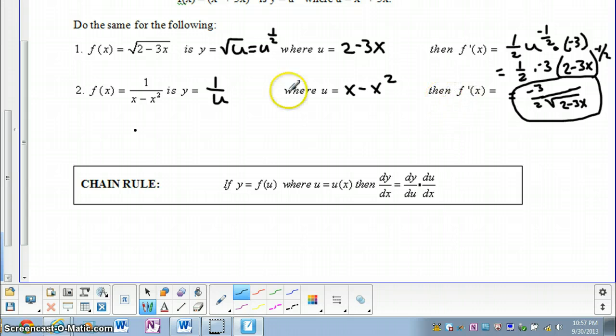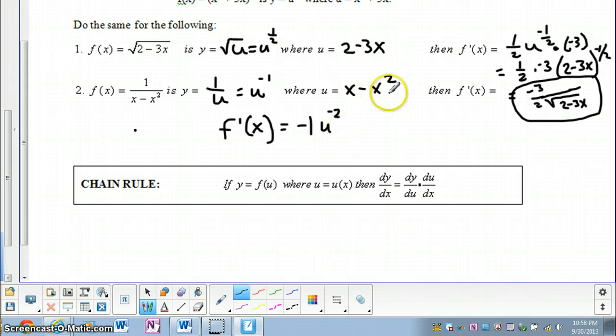So if I'm going to find the derivative of our number 2 function, 1 over x minus x squared, then again I'm going to take the derivative of y with respect to u. So first I take the derivative, and how would I rewrite that? So that would be rewritten as u to the, that's right, negative 1 power. So when I take the derivative with respect to u here, we can use the power rule, negative 1 u, and then subtract 1 from the exponent.